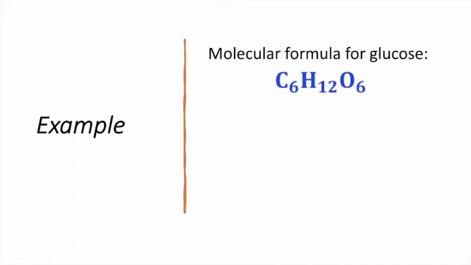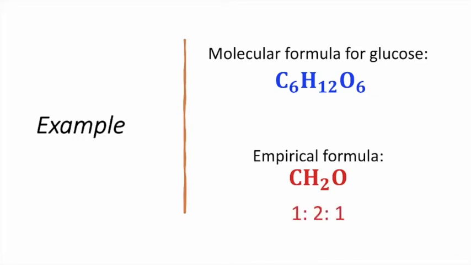For example, let's say you have glucose, C6H12O6. The empirical formula for this is going to be CH2O. The lowest whole number ratio of C to H to O is 1 to 2 to 1. Now when we look at the molecular formula, you'll notice that 6 to 12 to 6, those are the subscripts on C6H12O6. Well, those simplify to 1 to 2 to 1 if you divided them all by 6.